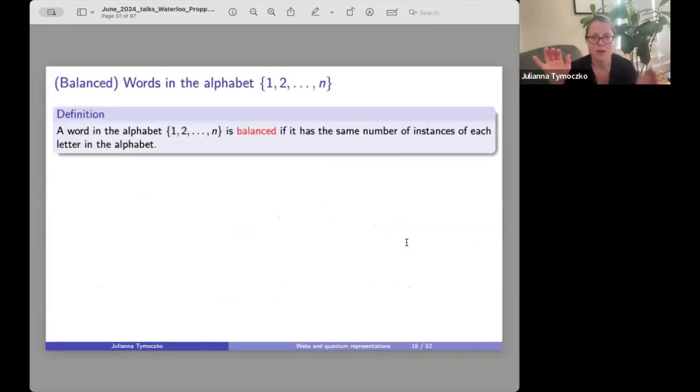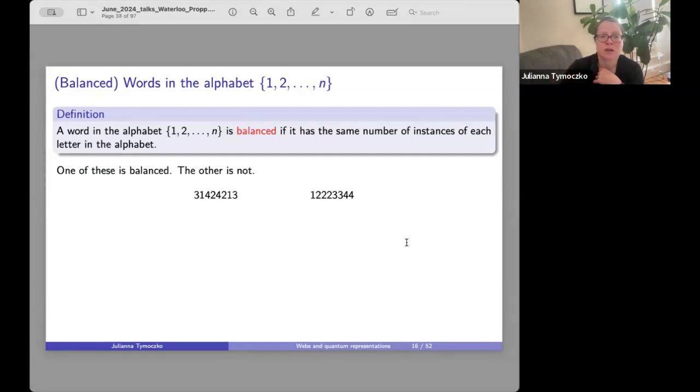All right, so let me shift to some more combinatorial statements. A word in the alphabet 1 through n is balanced if it has the same number of instances of each letter in the alphabet. So one of these is balanced, the other one isn't. The thing on the right has a different number of 2s than 1s, so that's the one that is not balanced. The thing on the left, they're all out of order, but there are exactly 2 of each number 1 through 4.